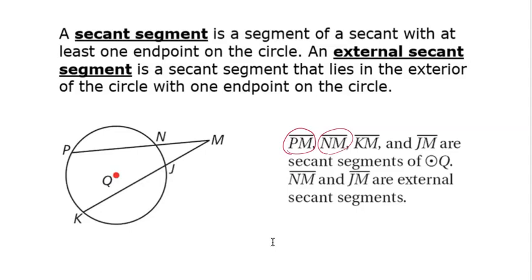Let's take a moment to notice what these are. So PM is the entire secant, this whole piece, right? Secant segment. And then NM is that outside piece. It's like the beak part, right? Okay, now let's look at the next two sets, KM and JM. KM is the secant segment, so the whole part, and then JM is the beak part.